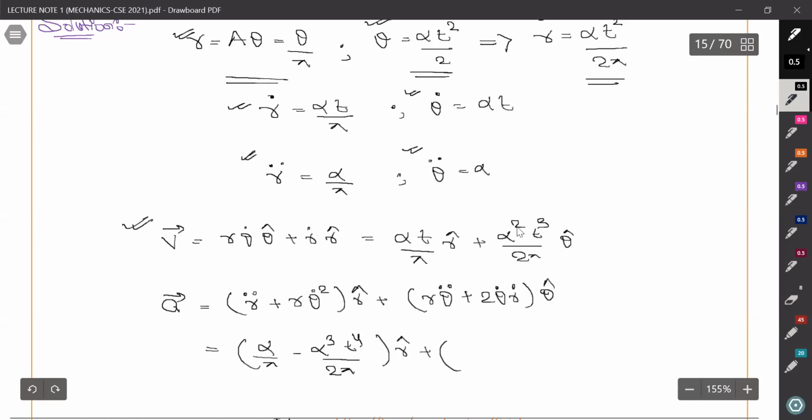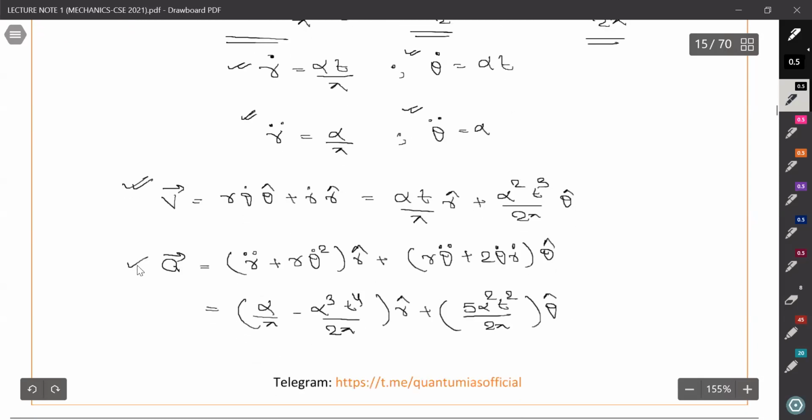R is alpha t square, theta double dot is alpha square. So alpha square t square, and this term alpha square t square by 4. So it will come out to be 5 alpha square t square upon 2 pi theta cap. You can easily add these two values. Okay. So we are able to find the first part, that is velocity and acceleration.